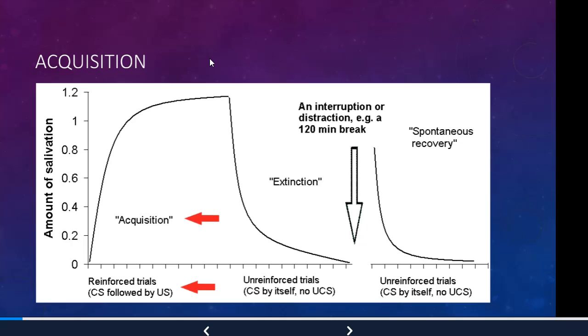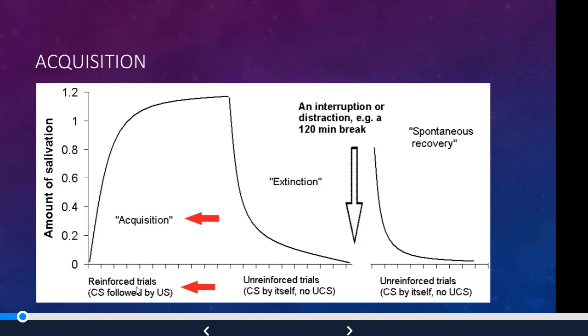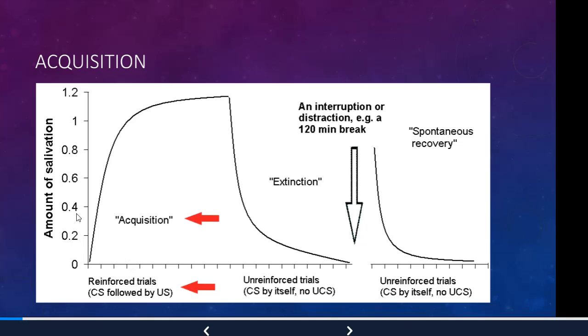What you're looking at in this graph is, in this case, plotted as the amount of salivation, or a lot of times you could plot this as the probability of a conditioned response. And down here on the x-axis are the number of reinforced trials, which in classical conditioning means when the CS is followed by the UCS, so a pairing of the CS and the UCS. Then you test to see if there's a classically conditioned response by just presenting the CS by itself. If there is one, you mark that as being learned, and if there isn't, then the response is not yet learned.